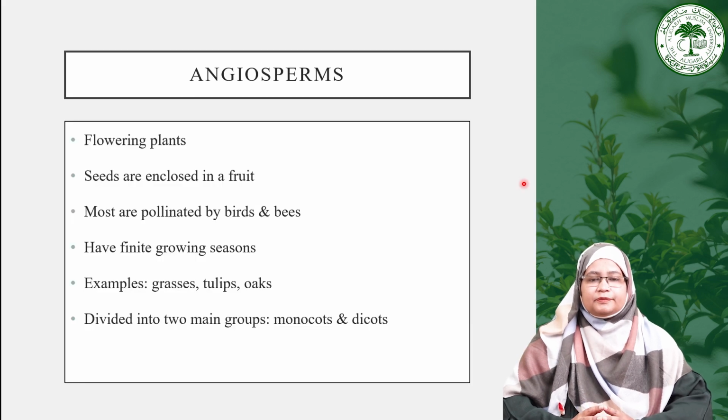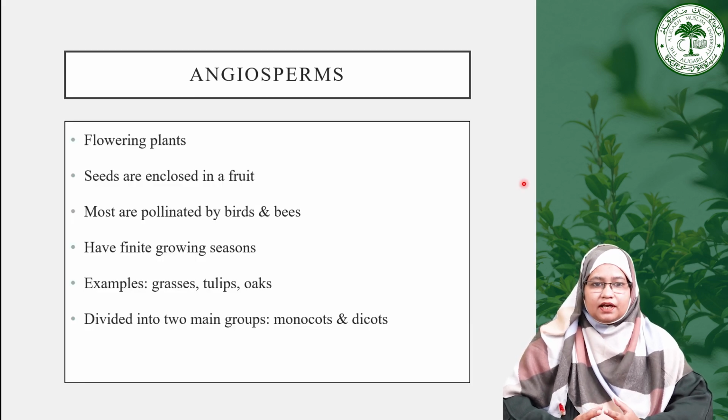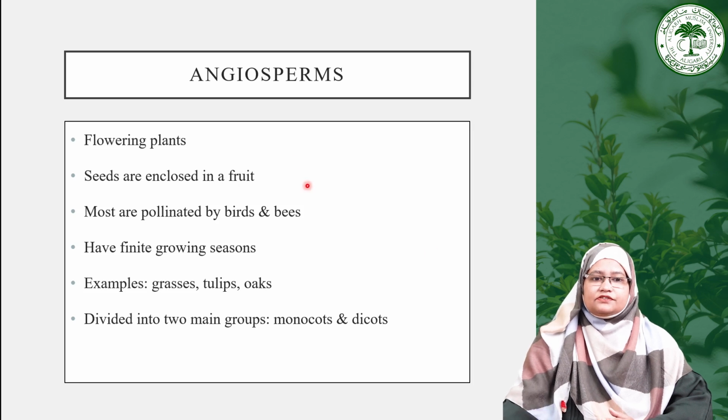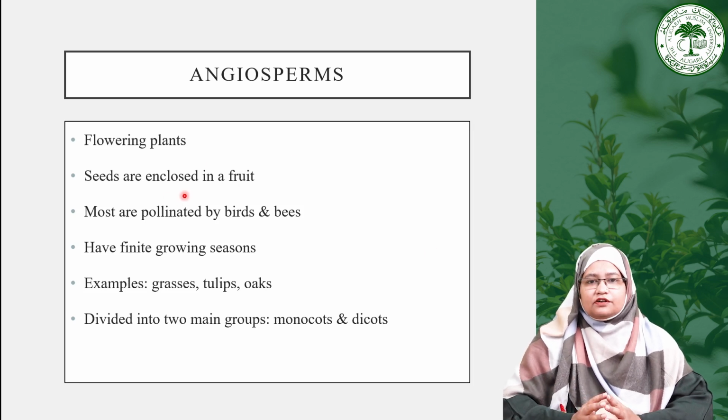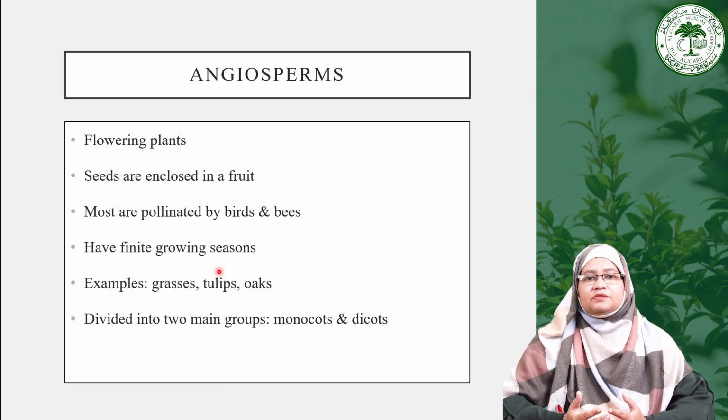First of all, what is an angiosperm? Angiosperms are the flowering plants. They have seeds that are enclosed in a fruit, and most are pollinated by birds and bees. They have finite growing seasons, like grasses, tulips, oaks, and these angiospermic plants are further divided into two categories, monocots and dicots. Angiosperms are the only category of plants which has visible flowers.